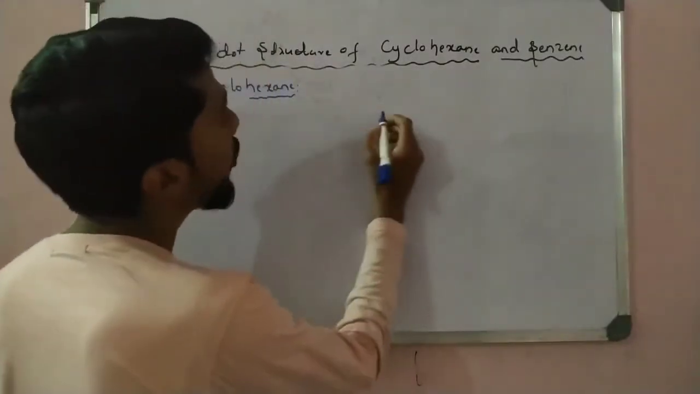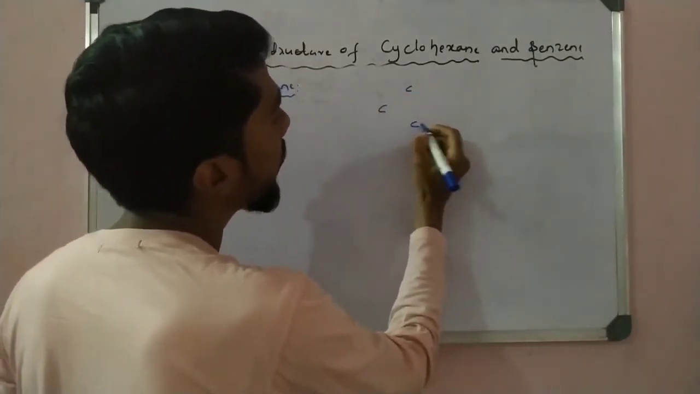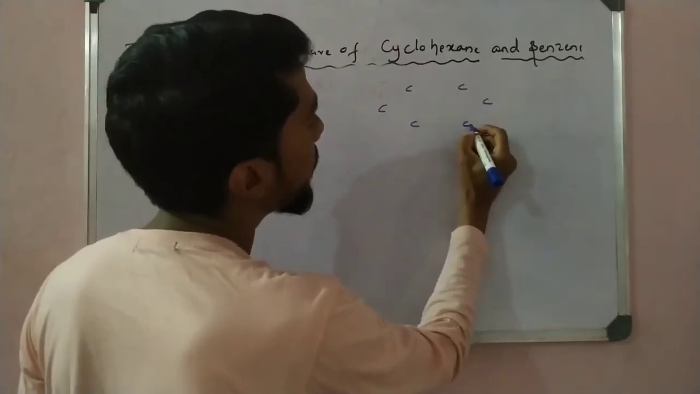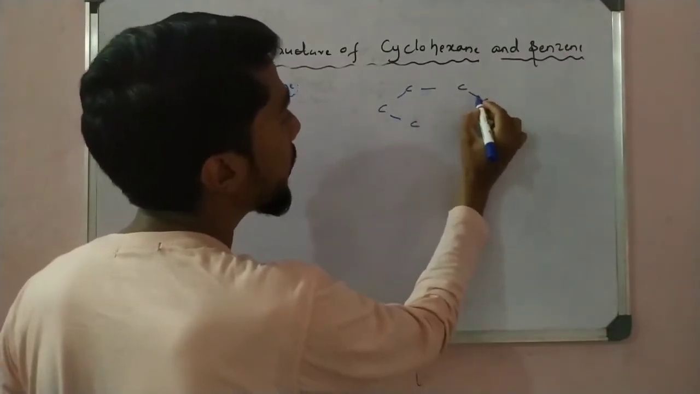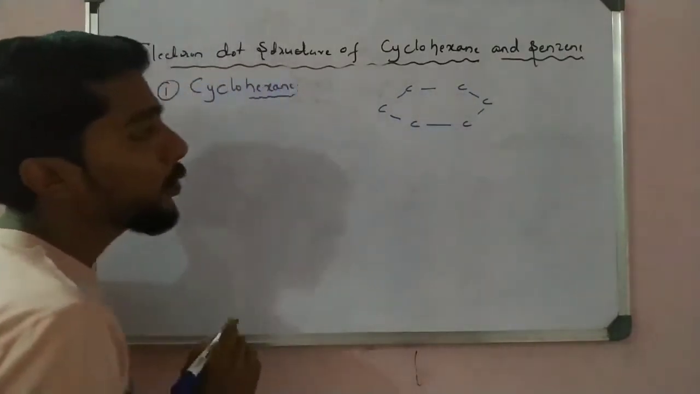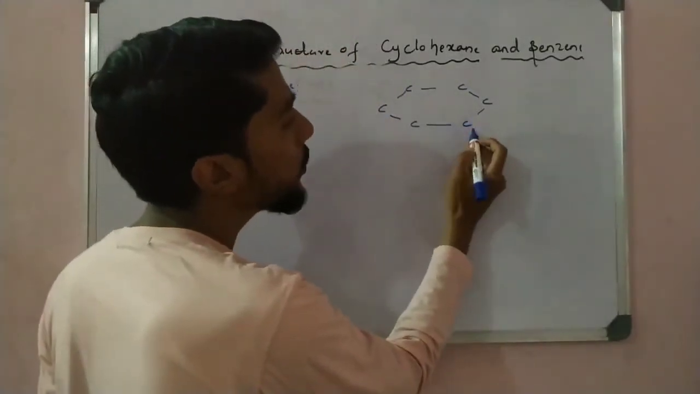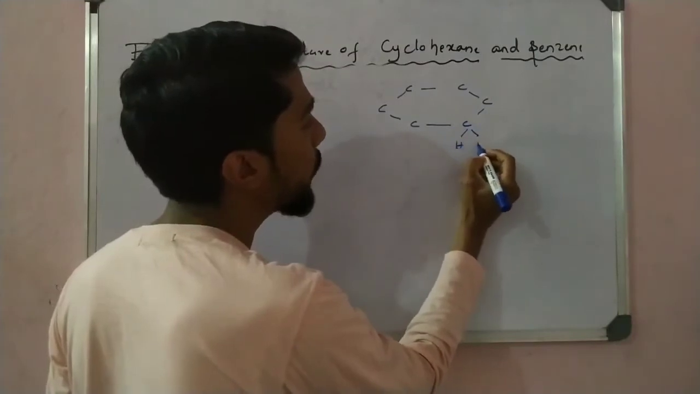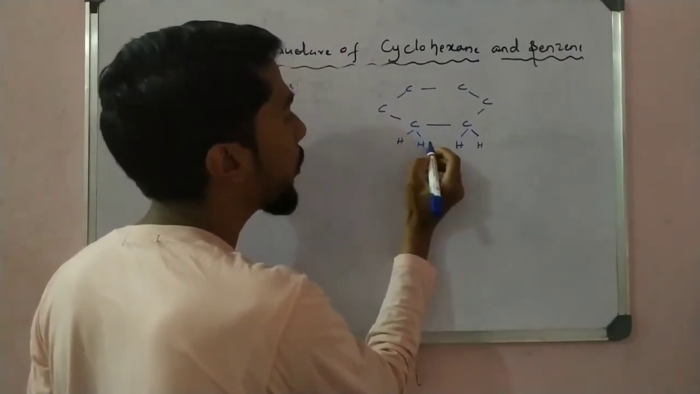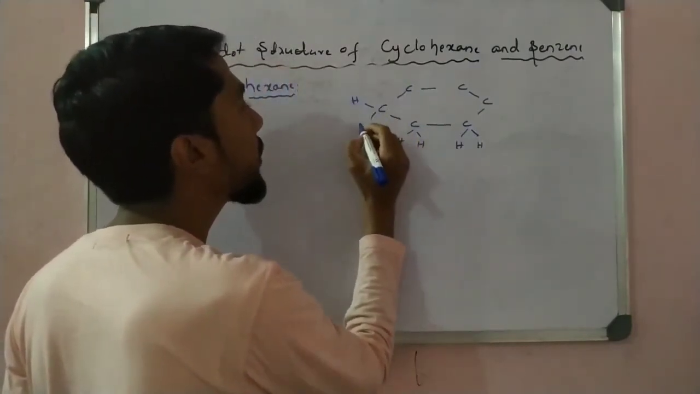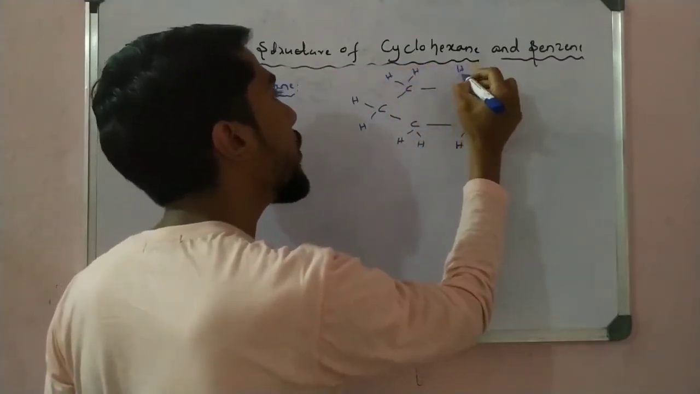So first see here, cyclohexane means 6 carbons. The arrangement is like that, carbon, carbon, 6 carbons in a ring. Every carbon has a single bond between them. We know that carbon has 4 valency, and here 2 valencies are used for the ring, so each carbon has 2 hydrogens, total 4 valency, 1 2 3 4, right? Each hydrogen is attached with a single bond. Each carbon has 2 hydrogens like that. So this is the structure of cyclohexane.